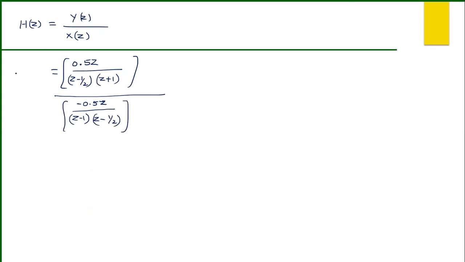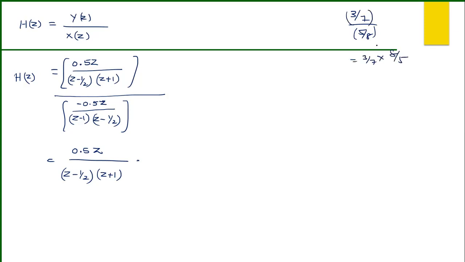Now to find h of z, how to do that? The denominator fraction gets reciprocated. For example, 3 by 7 divided by 5 by 8 is written as 3 by 7 into 8 by 5, the reciprocal. So this becomes z minus 1 into z minus 1 by 2 divided by minus 0.5 into z. The 0.5 z terms cancel, and the z minus 1 by 2 terms cancel.